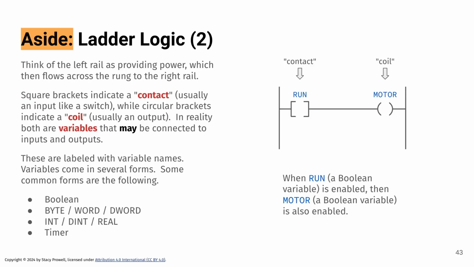So we can think of the left rail as providing power. It's a power source. And the right-hand rail as being the power sink or the return. And so we can think of current as flowing across from left to right across each one of these rungs. And so, for example, if there's a switch on the left-hand side of the rung and a light on the right-hand side of the rung, closing that switch would turn the light on. Opening that switch would turn the light off. Hope that makes sense.